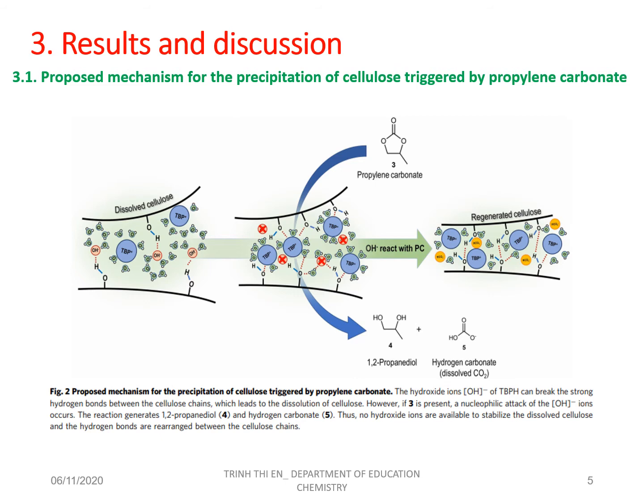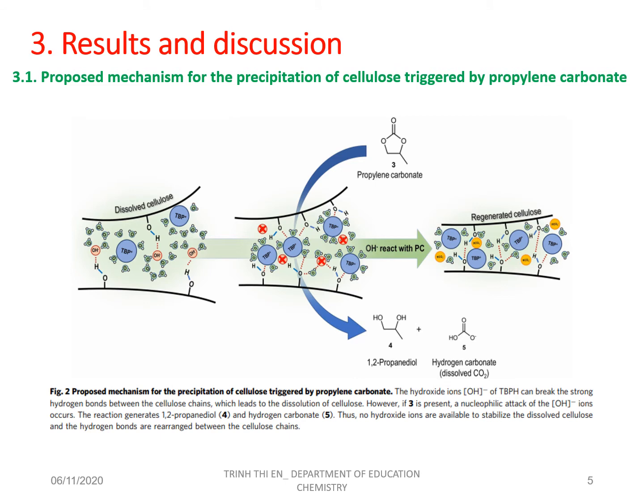First, the OH group in TBPH, tetrabutylphosphonium hydroxide, breaks the hydrogen linkage between the two cellulose chains and makes it dissolve in the solution. And then after we have the solution to regenerate the cellulose, we add the propylene carbonate.